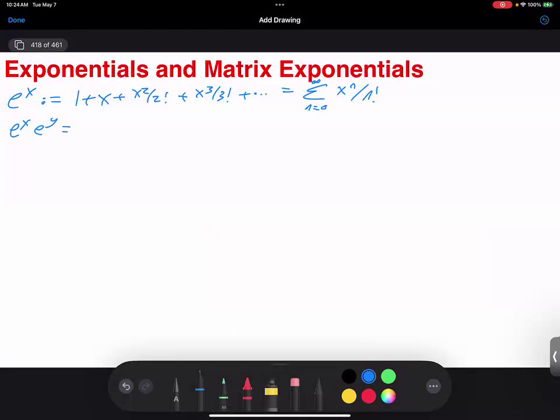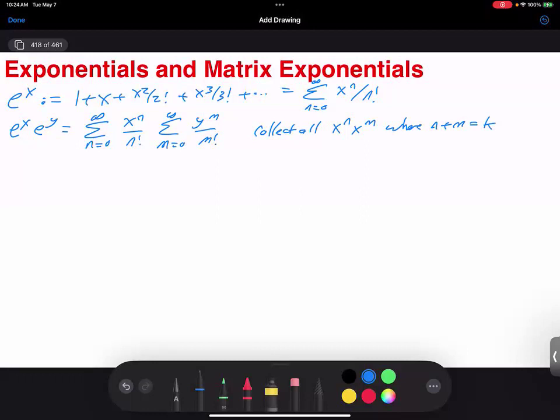Well, it's multiplication. It's a product of e to the x and e to the y. Good. It's two infinite sums. It's the sum n goes from 0 to infinity of x to the n over n factorial times the sum m goes from 0 to infinity of y to the m over m factorial. And let's collect all x to the n, y to the m, where n plus m equals k. So when I expand everything, I'm going to have some powers of x and some powers of y. That should be a y to the m.